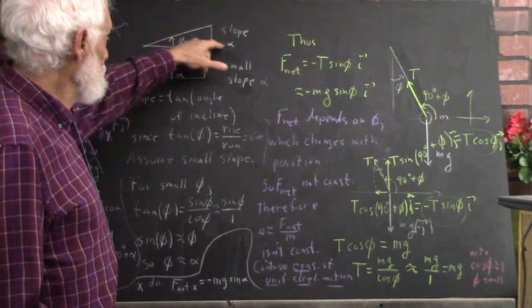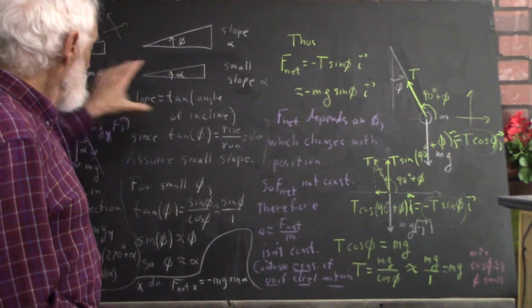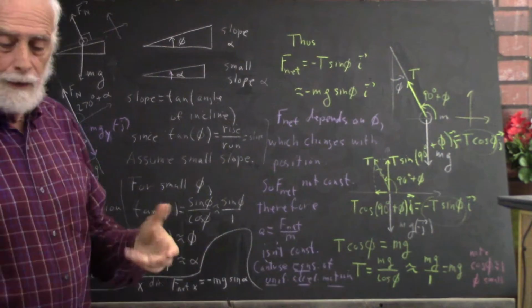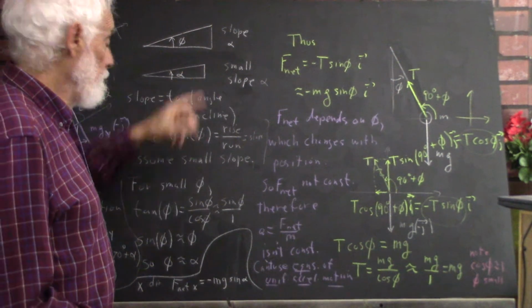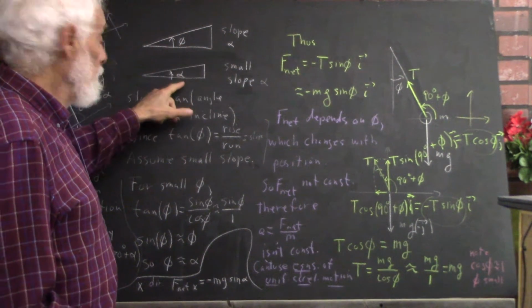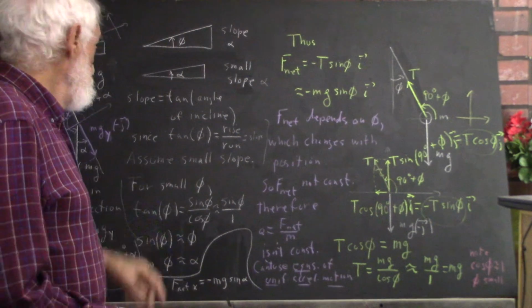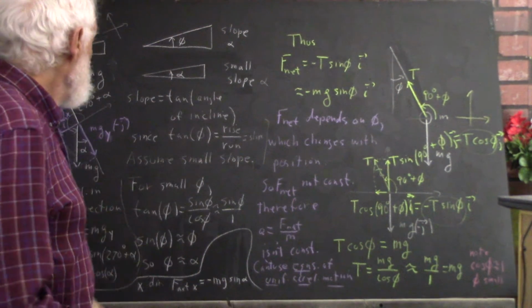We have an incline with a slope of alpha. Okay, same situation we looked at previously, but I'm going to go into a little more detail about the relation between the slope and the angle. Now, I say that if the slope is alpha, then the angle is alpha, or very close to alpha, if you have a small slope. Let's see why that is.